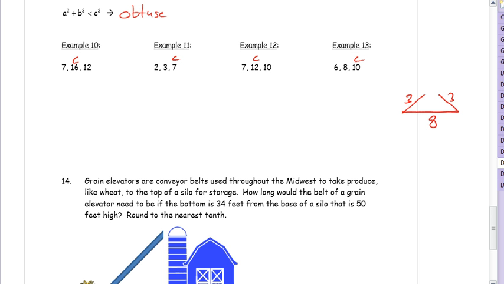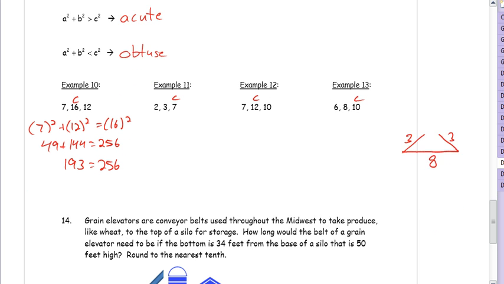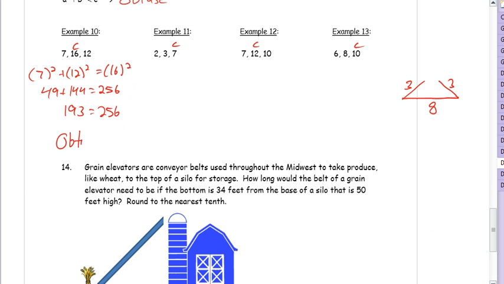Is 7 plus 12 bigger than C? Yes. So now what you're going to do is go, okay, 7 squared plus 12 squared equals 16 squared. And we're going to see how it works out. So 49 plus 144 equals 16 squared is going to give us 256. So 49 plus 144, 193 equals 256. So a squared plus b squared is less than c squared, which tells us, okay, it is obtuse. And now we are done.